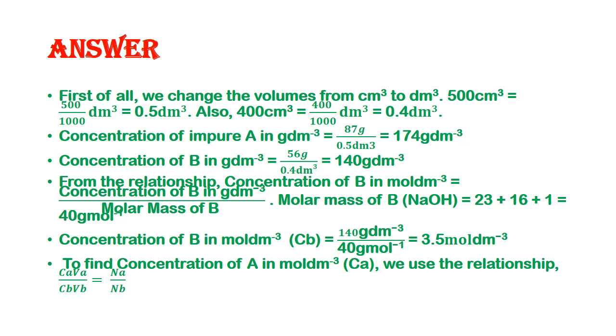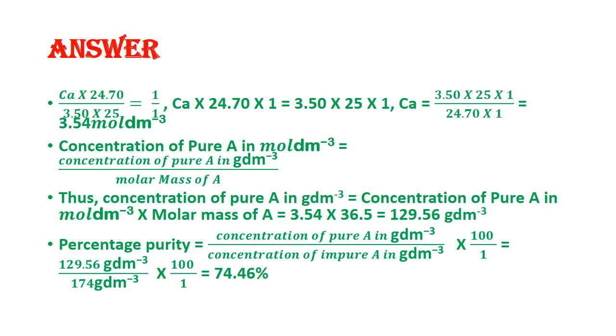So to find concentration of A in mole per dm cube, we use the relationship CAVA all over CBVB is equal to NA over NB. Since we have gotten our CB, we can put CB in this relationship and get our CA. When you put that, you get your CA equal to 3.54 mole per dm cube. The same way, cross multiplying and doing whatever you do. Now, concentration of pure A in mole per dm cube.